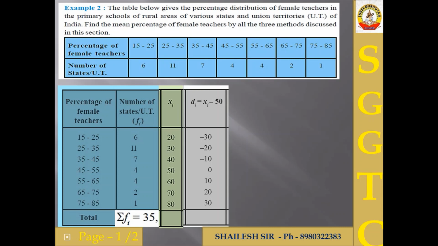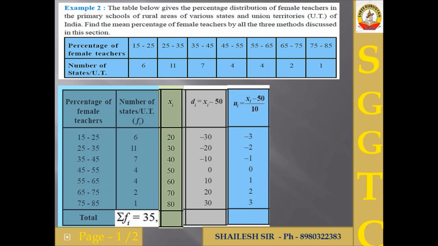Here 50 is your assumed mean, and another value applies Xi minus 50. It means 50 minus 20 becomes minus 30, 50 minus 30 becomes minus 20. Similarly, 40 minus 50 is minus 10. Now 50 minus 50 is 0, 60 minus 50 is 10, like that for all.